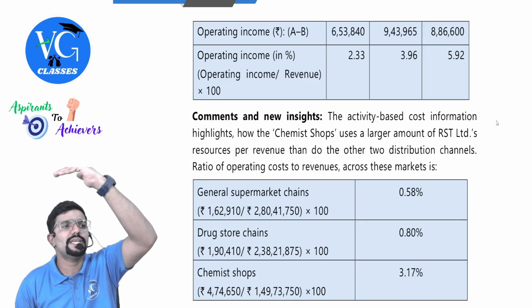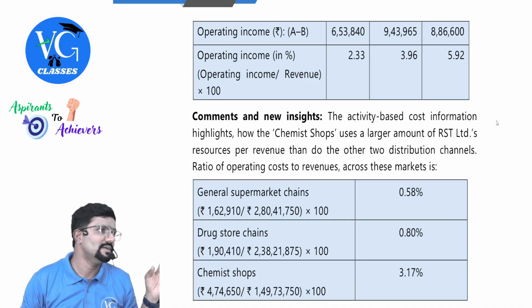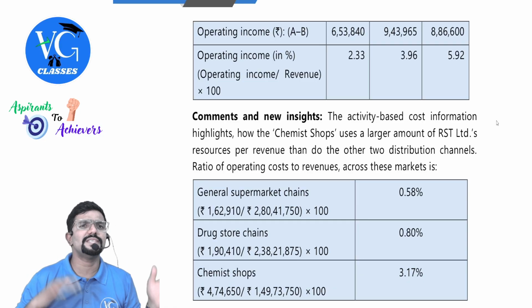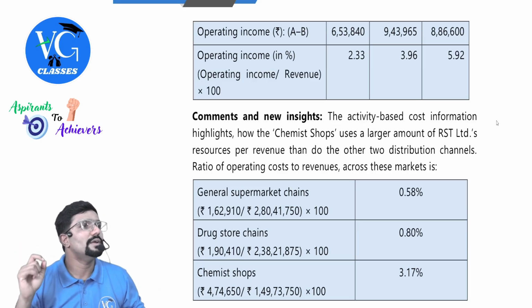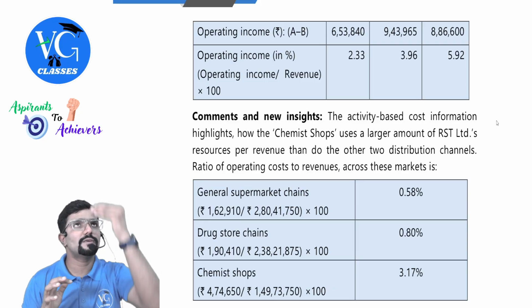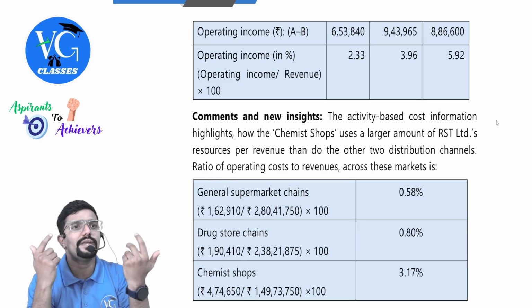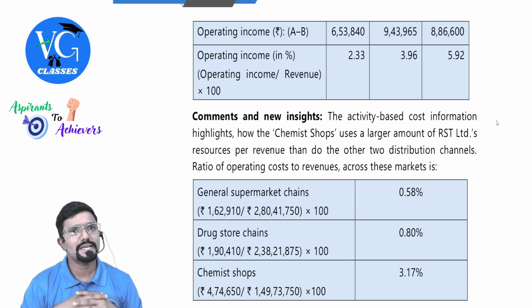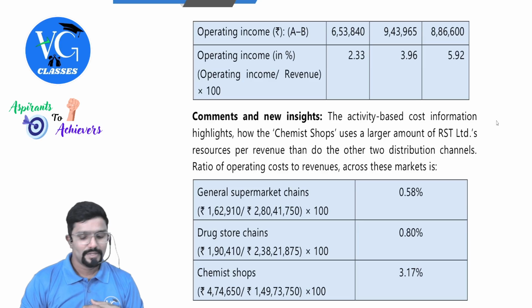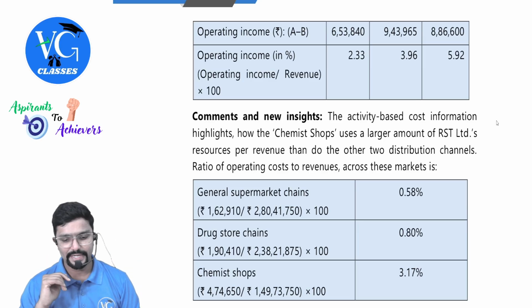Sales or revenue minus COGS will give you gross profit or gross margin, minus operating expenses. Here operating expenses means what? Overhead. Once you have gross profit, if you reduce operating cost from it, what do you get? Operating income. Is that clear? Yes, sir. Your operating cost is nothing but the overhead.